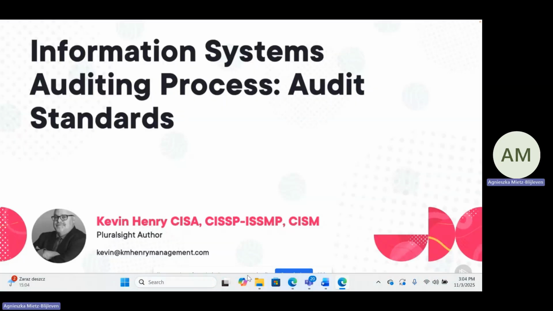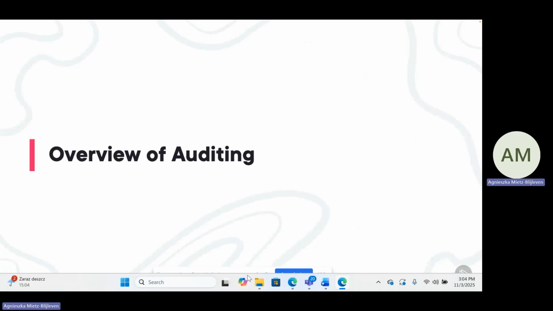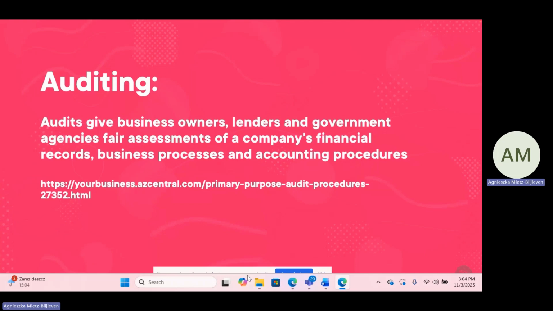Let's take a look at this CISA program, starting out by looking at the information systems auditing process and in particular, well, what is audit? Audit standards, for example. We'll do an overview first of really what auditing is, and we have a good definition I kind of like here, that auditing is where we give business owners, lenders, government agencies fair assessments of a company's financial records, business processes, and accounting procedures.